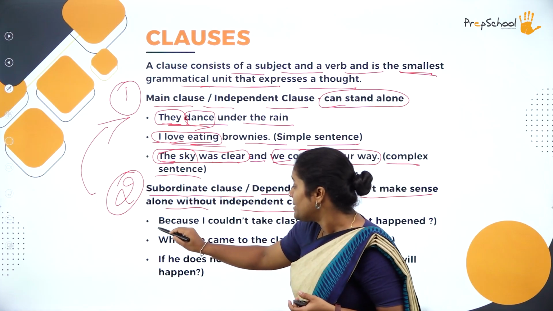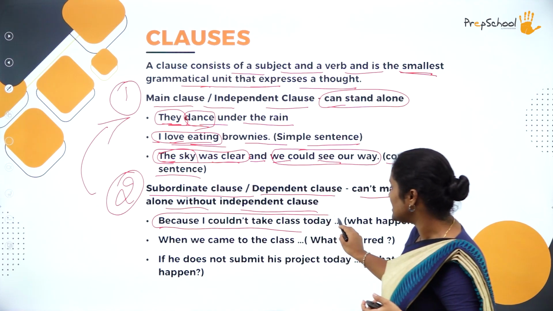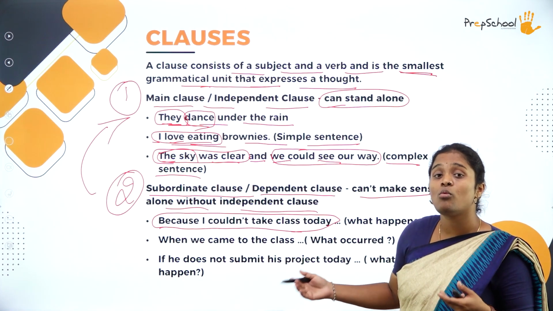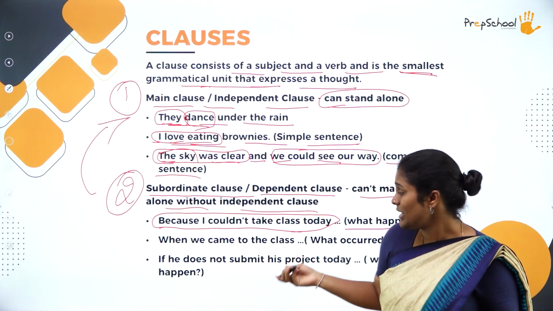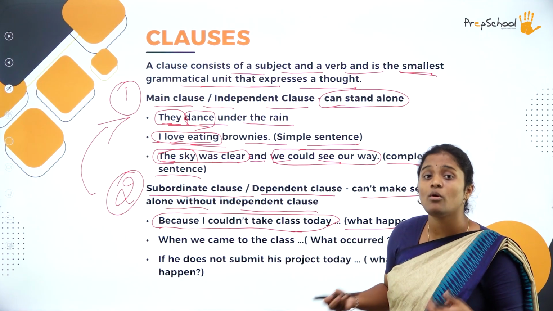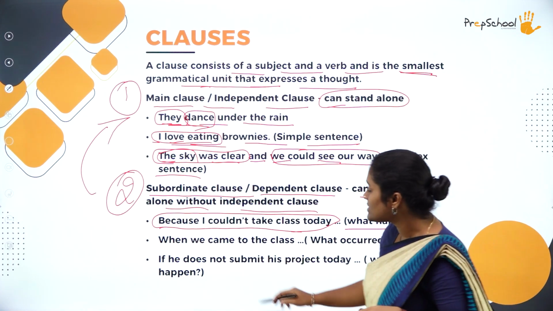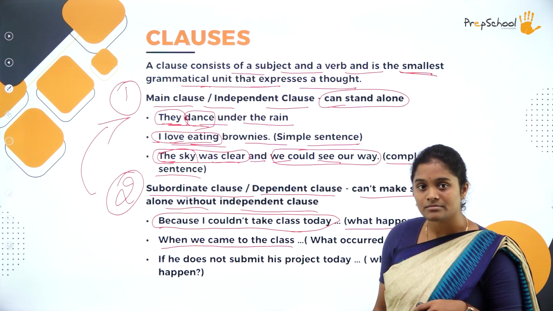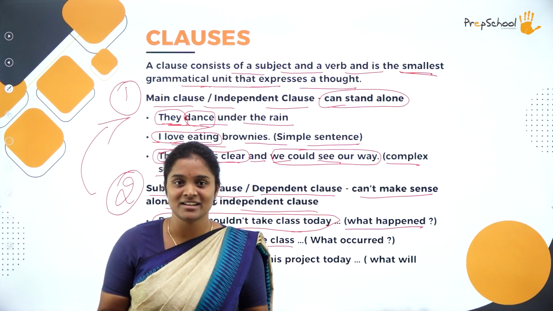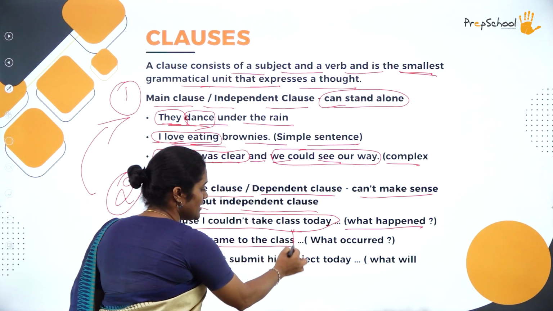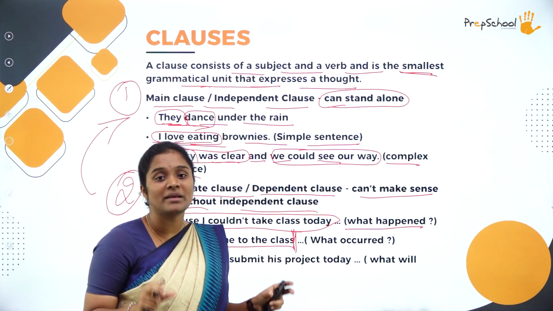They need help. Because I couldn't take the class today. Now, this one, you know that it is a dependent clause because you don't know what happened later on. It just doesn't make sense. It is incomplete. What will happen later on? Because I couldn't take class today, what happened because of that? It is an example of a dependent clause. Now, what's the second one? When we came to the class, okay, that's an incomplete, unfinished sentence. What happened when we came to the class? The sentence stops. So, these chunks or clauses do not make sense on their own.